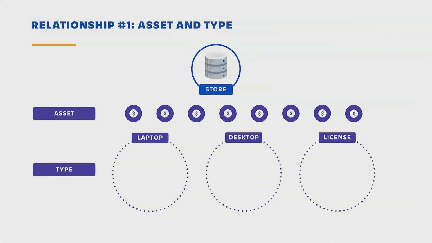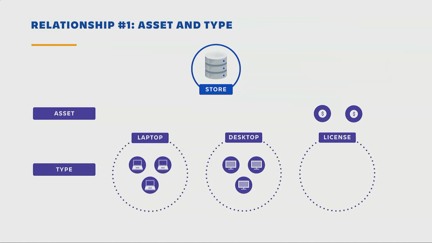And this is the first of 3 key relationships to understand when you're writing data and you're syncing assets. An asset can have one type. So it can be a laptop, or it can be a desktop, or it can be a license. But it can never sit in 2 of those boxes.